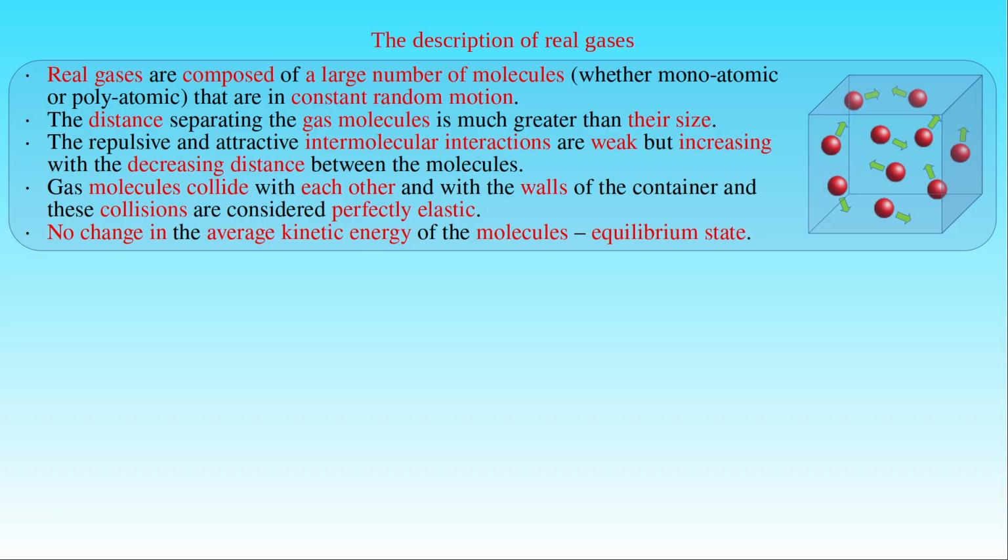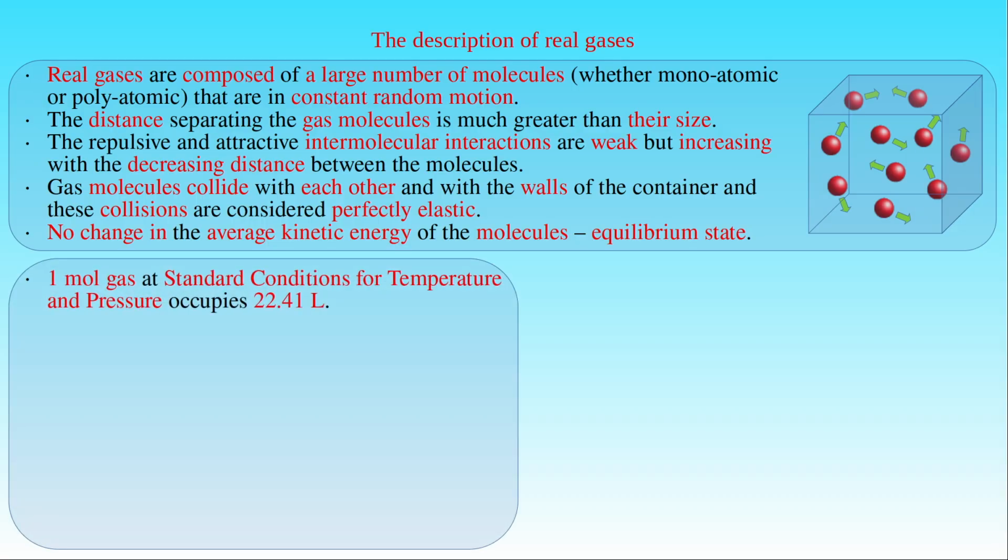Now we only give some figures to show how freely gas particles can move in a given spatial volume. In the study of the ideal gas law, we introduced the standard conditions for temperature and pressure by stating that 1 mole ideal gas in such conditions, that is at 0 degrees Celsius and atmospheric pressure, occupies 22.41 liters.